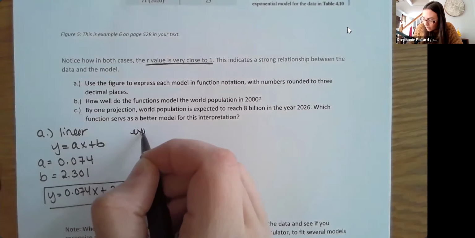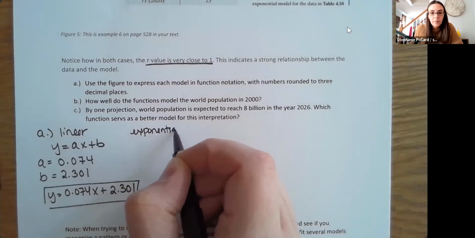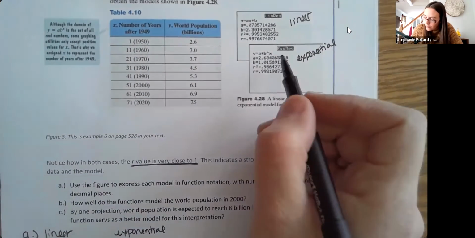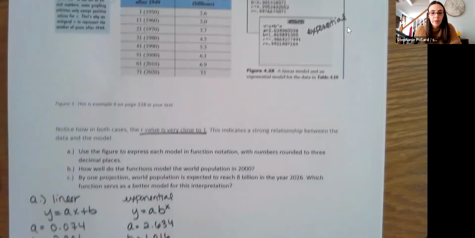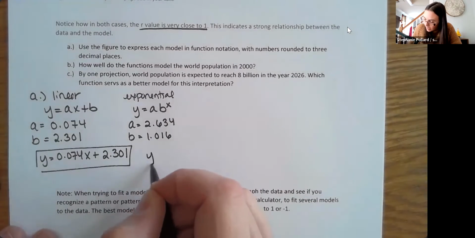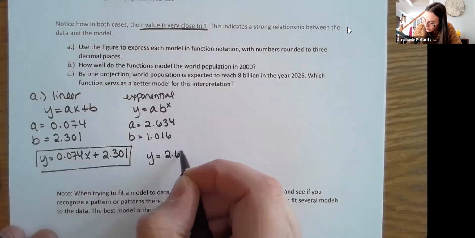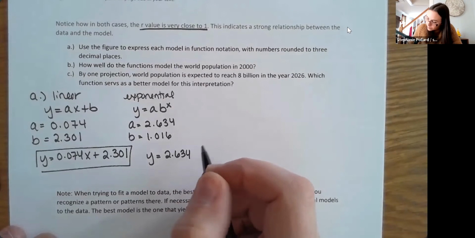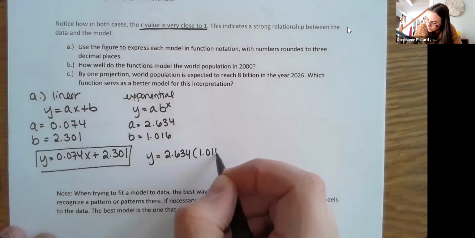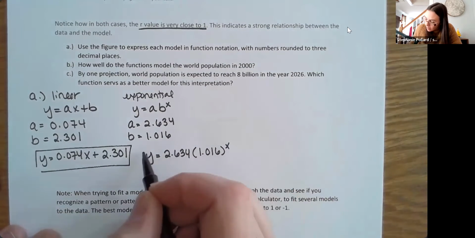For the exponential, I see that the format is like this. It's A times B to the X. And again, we're being told that A is 2.634 and B is 1.016. So if I plug in those values to my formula, I have 2.634, and then that's going to be multiplied with 1.016 to the X power. So that would be our exponential model.